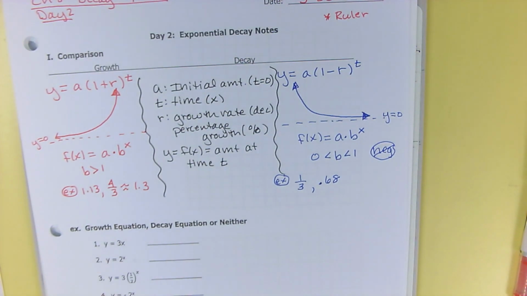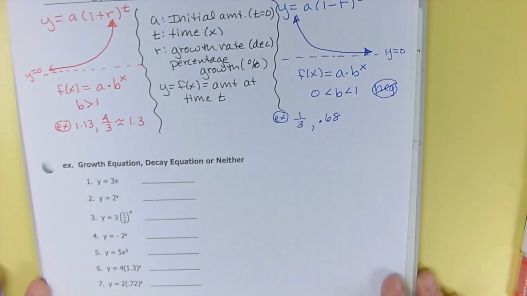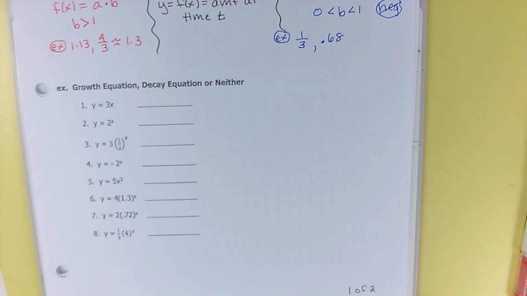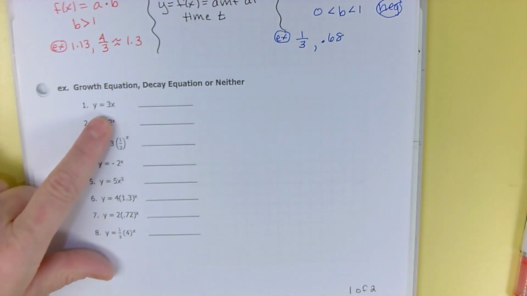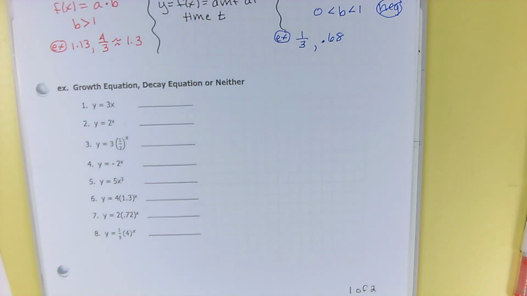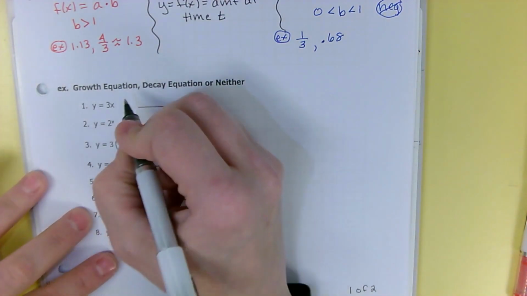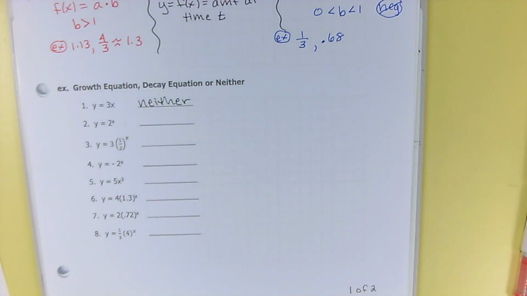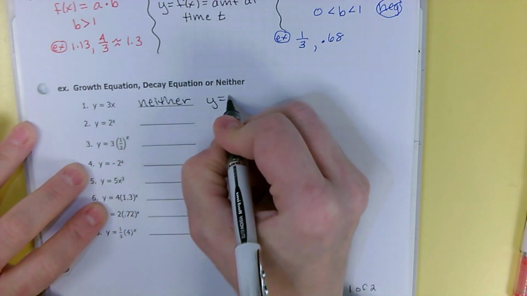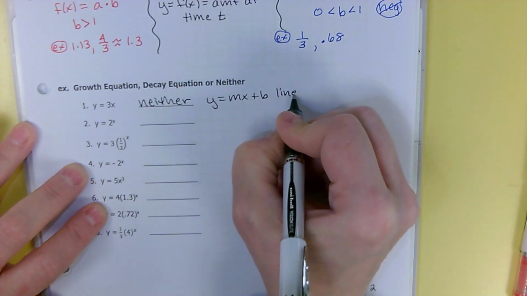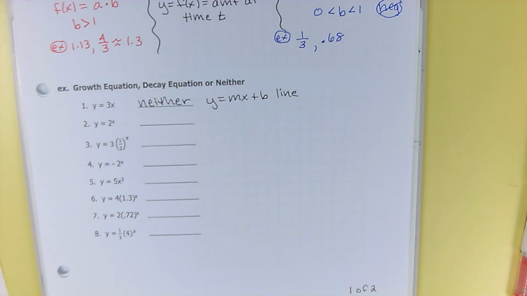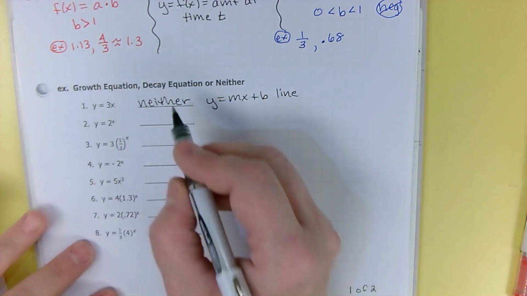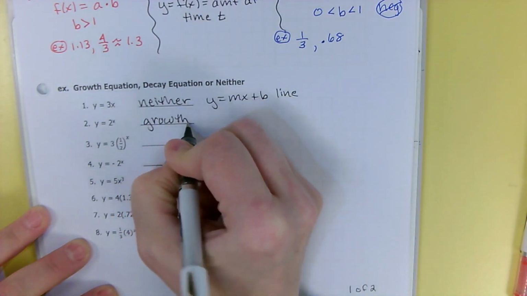Okay, so first thing we're going to do is a quick practice on, is this growth, decay, or neither? Okay, so looking at number 1, the x is not in the power, is it? It's not. So this one would be neither. In order to be exponential, the x has to be in the power position. This is actually y equals mx plus b, which is a line equation. Okay, number 2, you have a base 2 to the power of x. Because the base is greater than 1, it is growth.